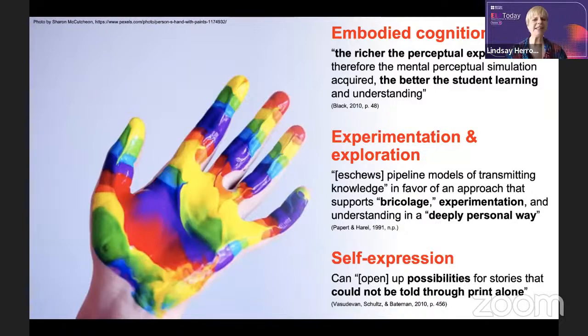It also supports experimentation and exploration, the idea of bricolage and understanding in a deeply personal way, because you're expressing yourself and playing around with different combinations of modes in order to get the meaning from your head into your audience's head. And using different modes really does open up possibilities for stories that could not be told through print alone. So it supports self-expression.